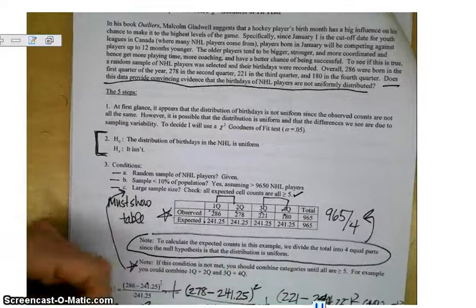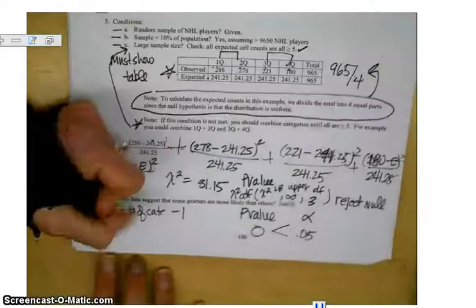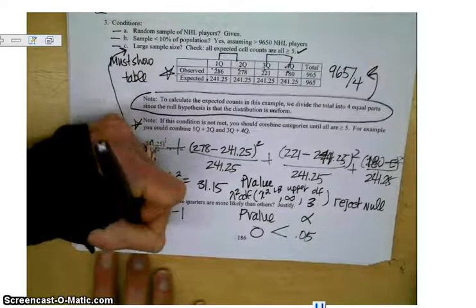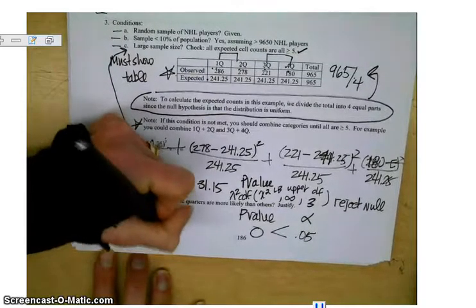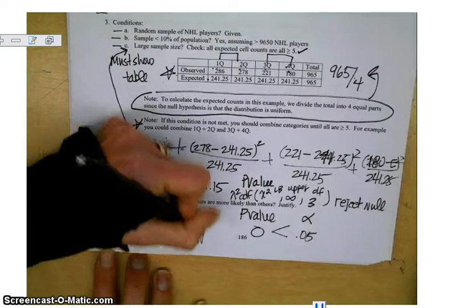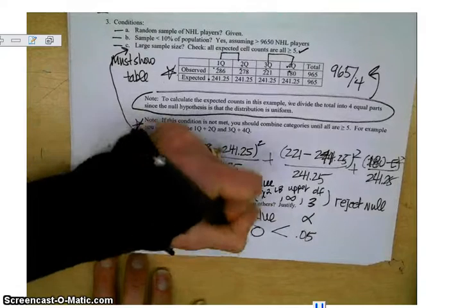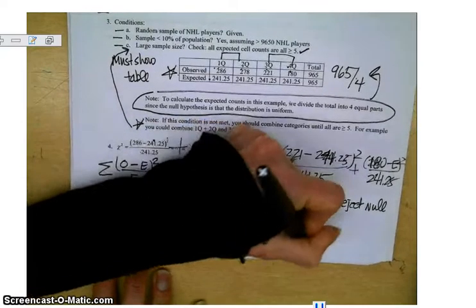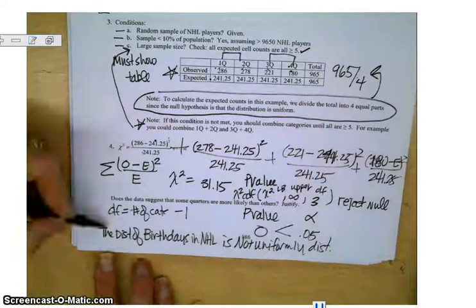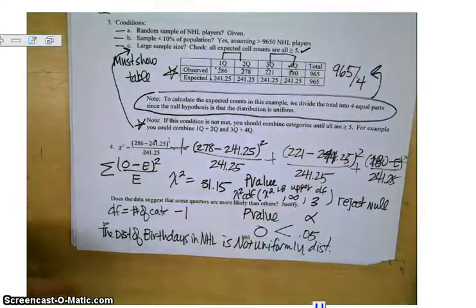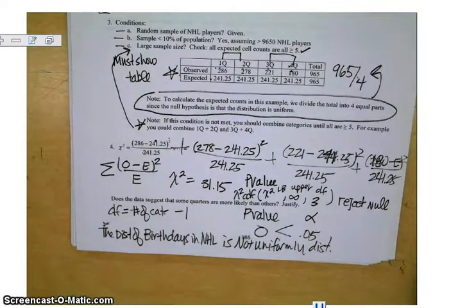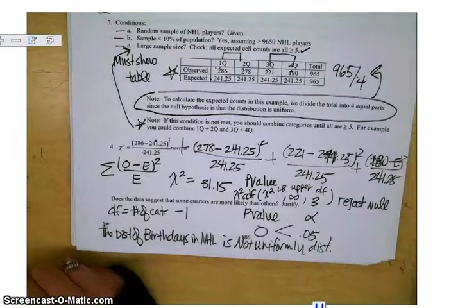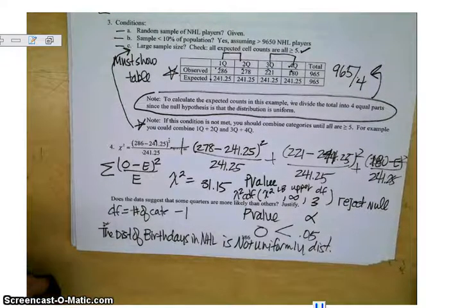So the conclusion we're going to make is that the distribution of birthdays in the NHL is not uniformly distributed. We reject the null. That means we are deciding that the distribution of NHL birthdays is not uniform.